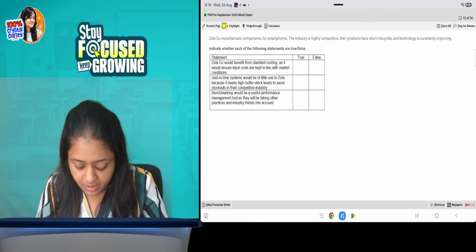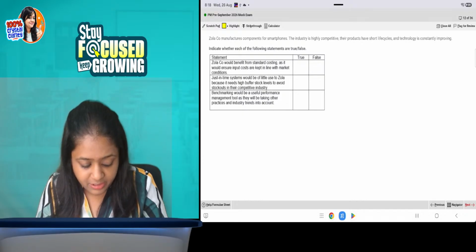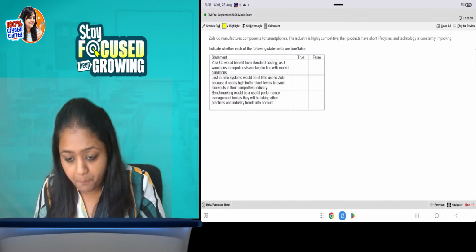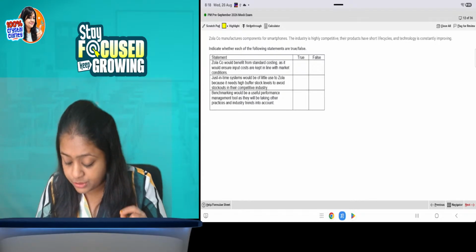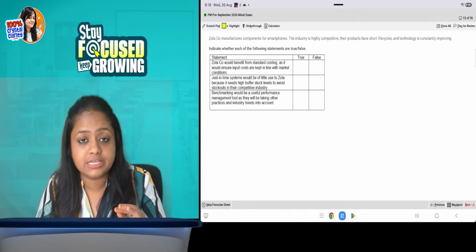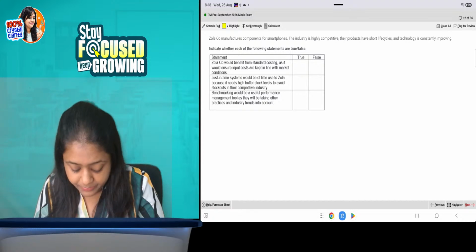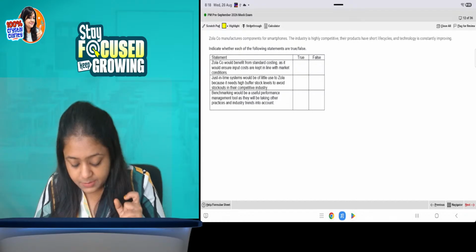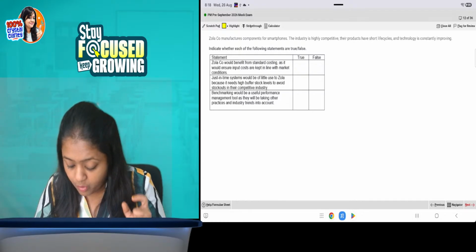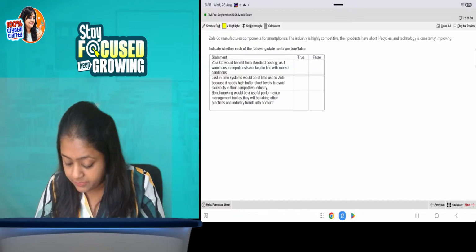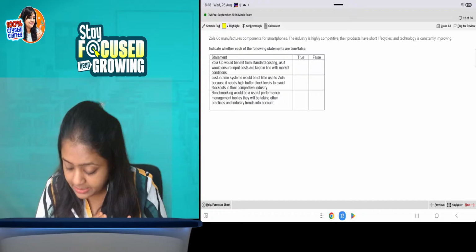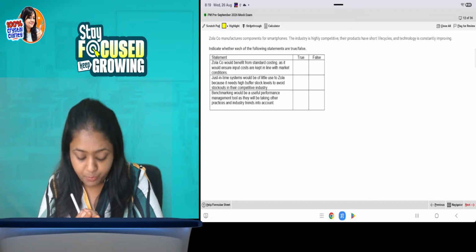Now, Zola company manufactures smartphone components. The industry is highly competitive and their products have short life cycles and the technology is constantly improving. Okay. Now here, Zola company is basically manufacturing smartphone components. Their industry is competitive. These are very important keywords. The products have short life cycles and the technology is constantly improving.